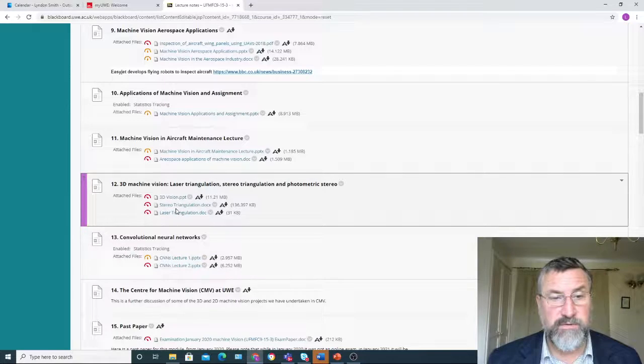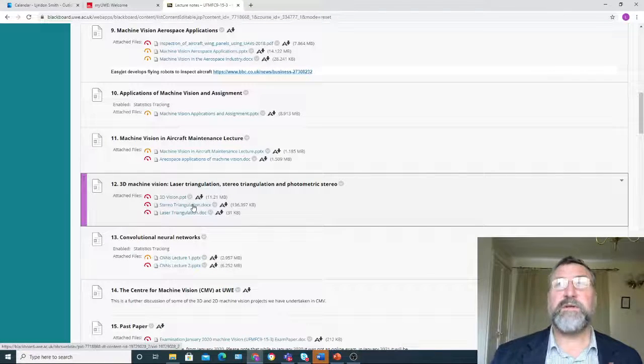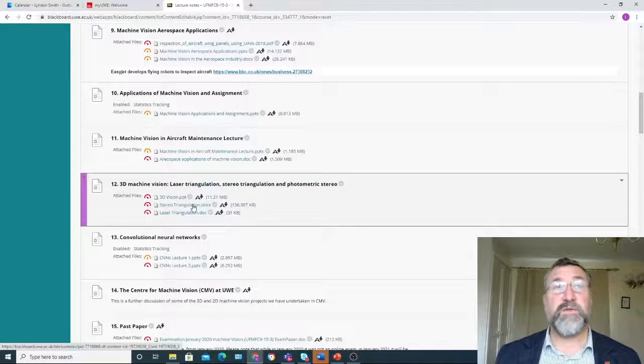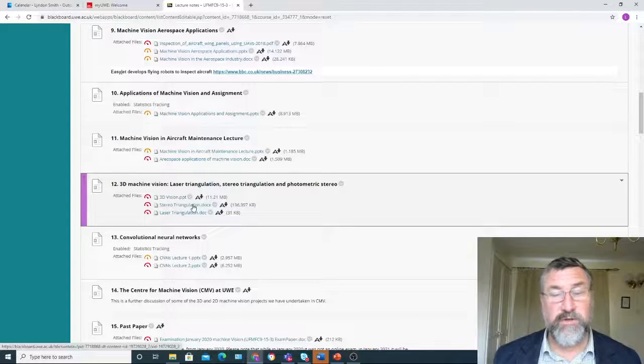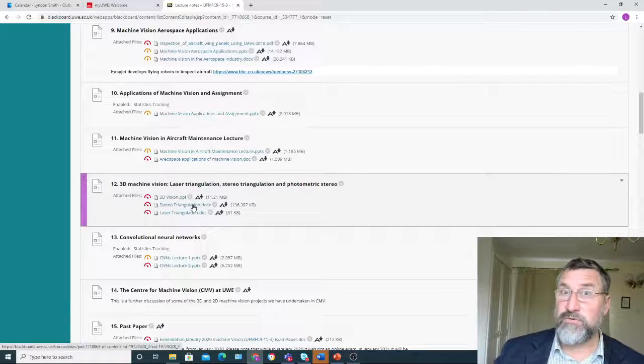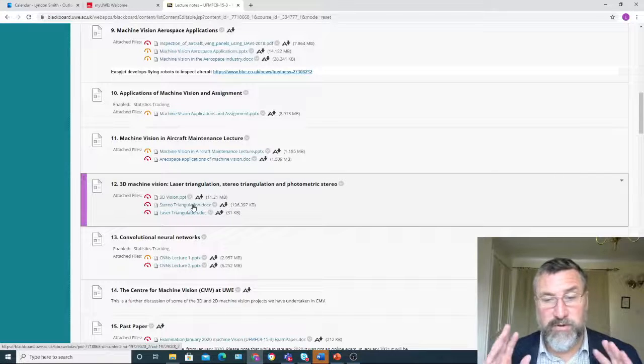Stereo triangulation is another very commonly used technique, because it has long range, and it's a one-shot technique. You just take 2 images simultaneously. Unlike the thing bouncing along a conveyor, where there can be errors due to it moving around as it goes, with stereo it's a one-shot technique.